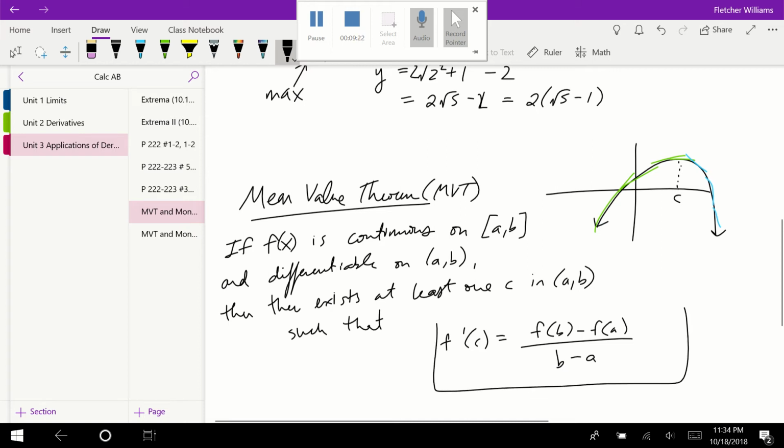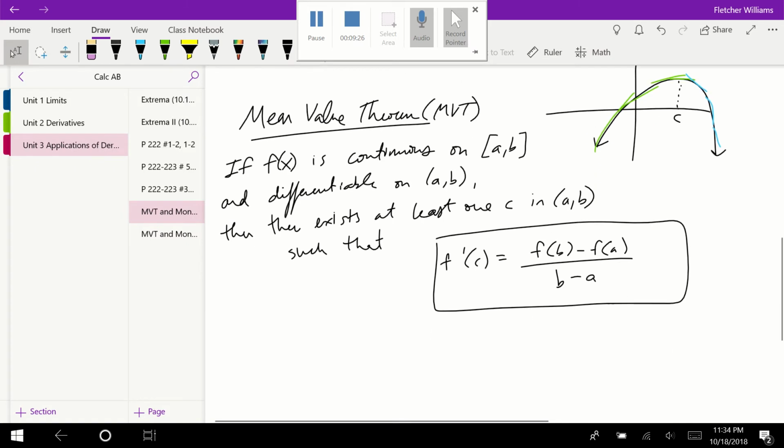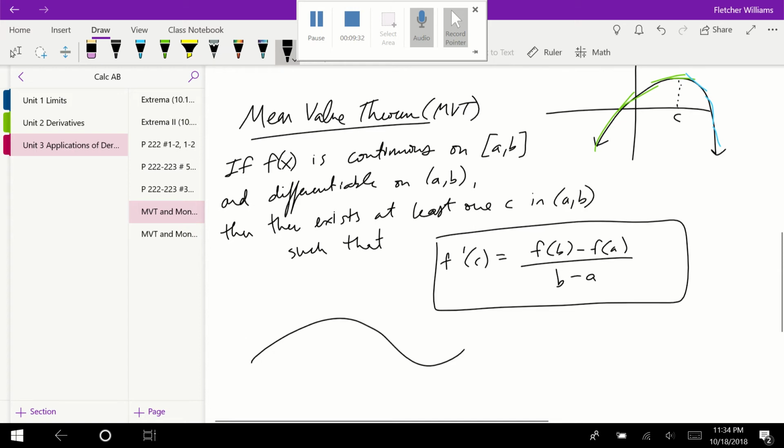So if we think about it, you can imagine, let's just say some function. And let's say we wanted to consider the function on this interval. Alright, so this is the point A, f of A. This is B, f of B.